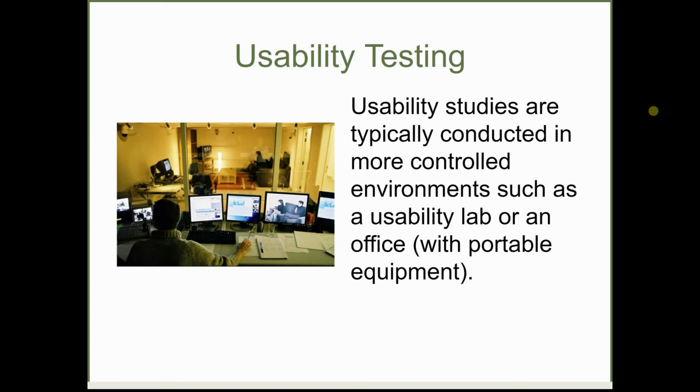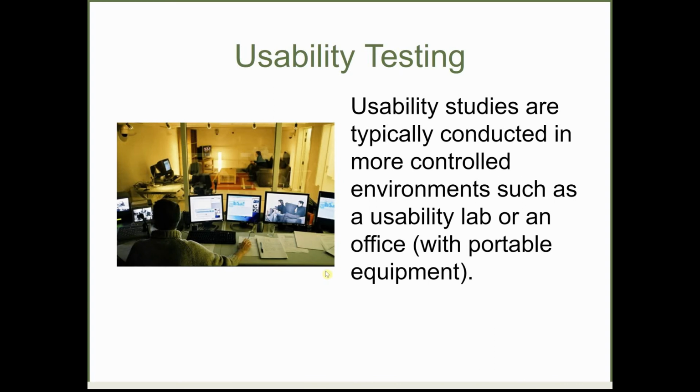So let's talk about the usability environment a little bit more. This is what a usability lab looks like. Typically, like I said, it's done in a controlled environment, which could be your office or a formal usability lab. As you can see, a usability lab has two rooms.